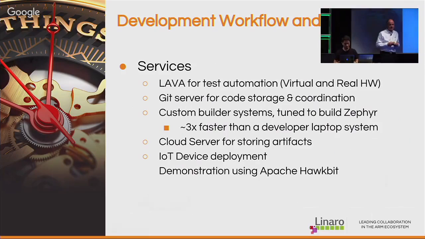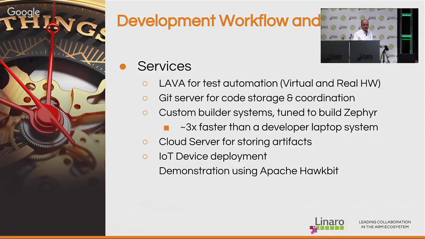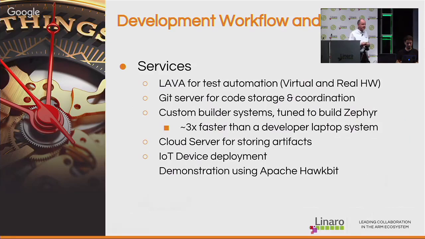The first is Lava that we're using for test automation. So that is interfacing to both virtual and to real hardware. We're using Git for code storage and coordination of builds. And we're using a custom builder system that we've built, tuned to build the Zephyr platform. This is three times faster than using a developer laptop system, and we think we've got more to do. But the nice thing about this is it's completely scalable. We've got a cloud server for storing artifacts, and then we're using an IoT device deployment system.